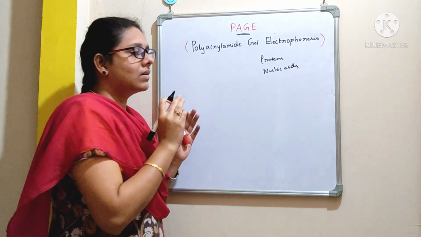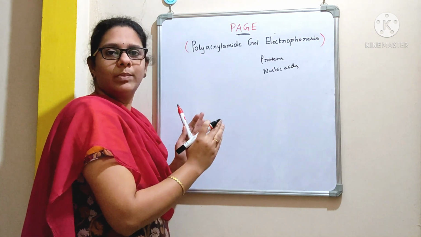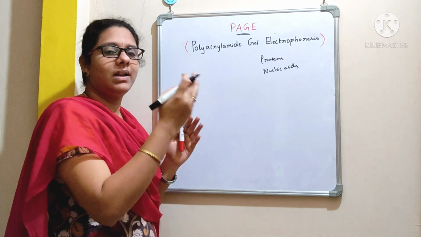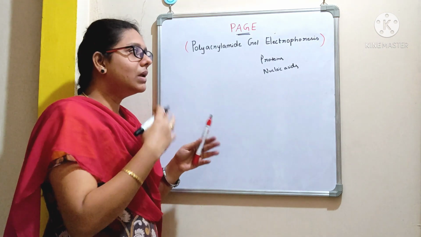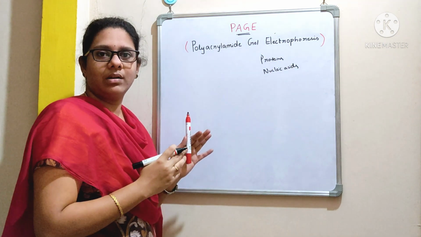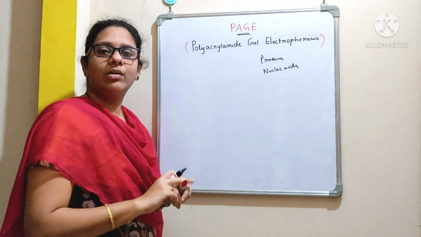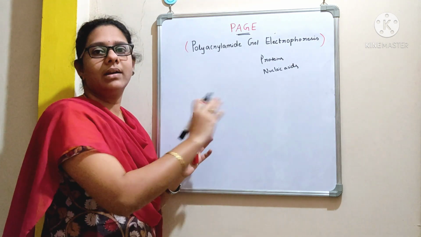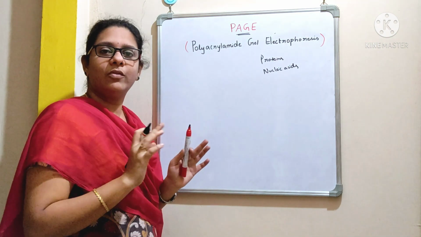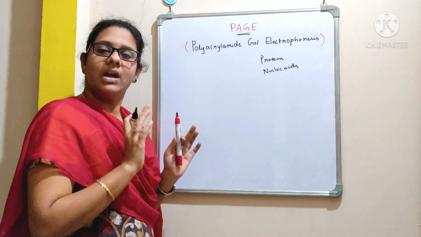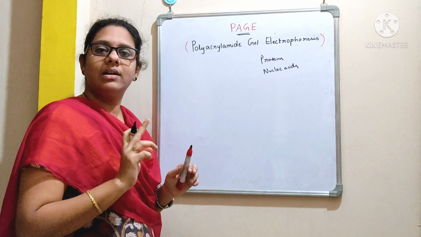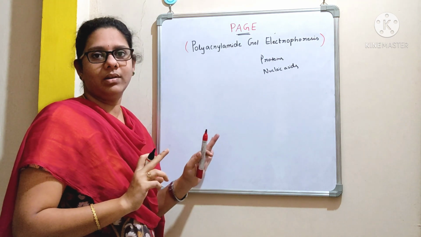This is a time consuming process where we need to cast two different gels, like a resolving gel and a stacking gel. So generally people prefer separation of nucleic acids with agarose gel electrophoresis, because agarose gel electrophoresis is easy compared to polyacrylamide gel electrophoresis. See, whatever the electrophoretic technique is, here we are going to separate the molecules based on the size and charge under the influence of applied electric field.